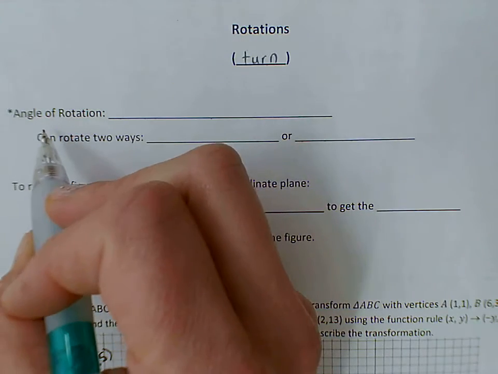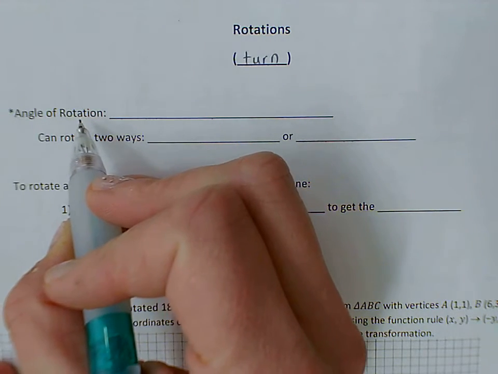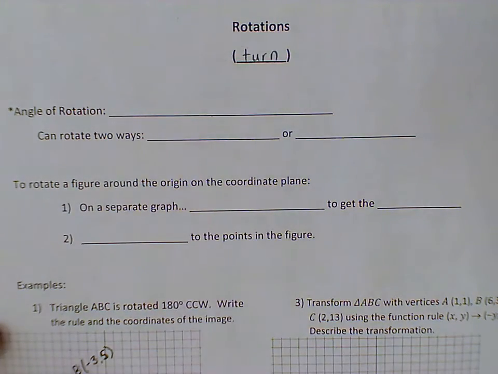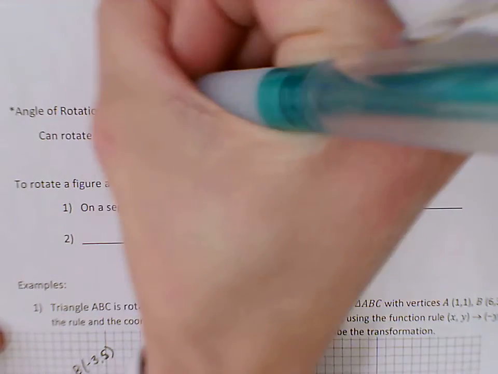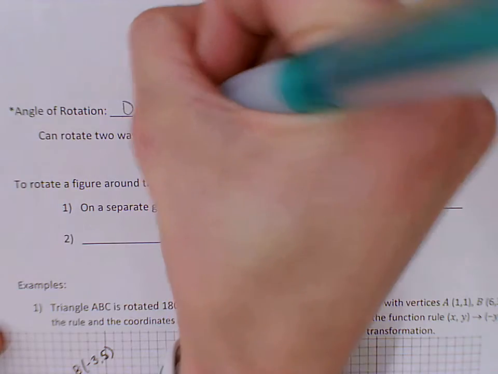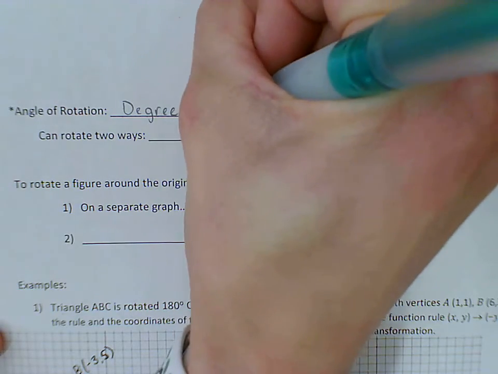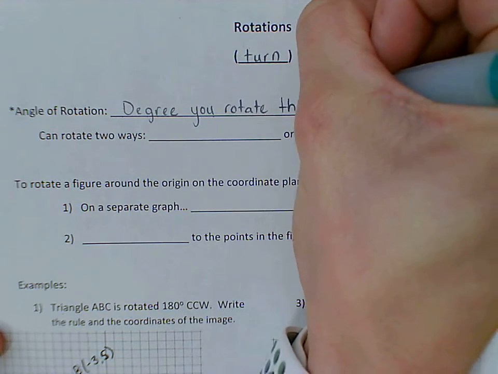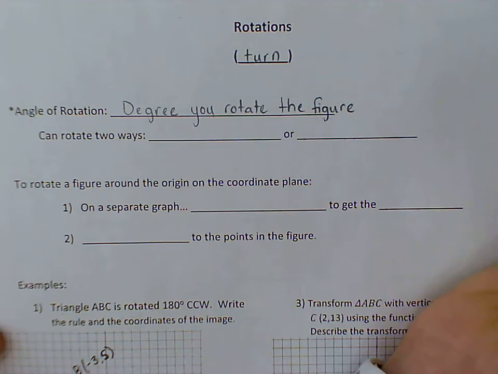And so there's this thing called the angle of rotation, and that's going to tell you how much to rotate that figure. And it's going to be expressed in degrees. So the angle of rotation is the degree you rotate the figure. And in this class, we're going to focus in on certain types of degrees, okay? You can rotate something 1 degree, 2 degrees, 3 degrees, but for the sake of this class, there's certain ones we're going to focus in on.